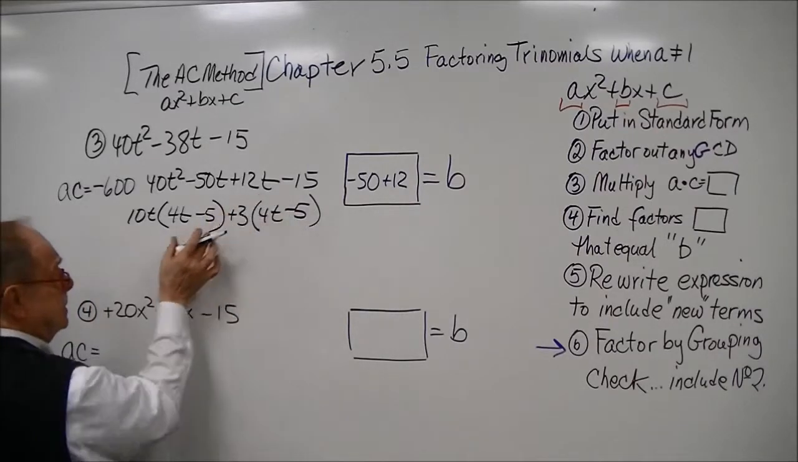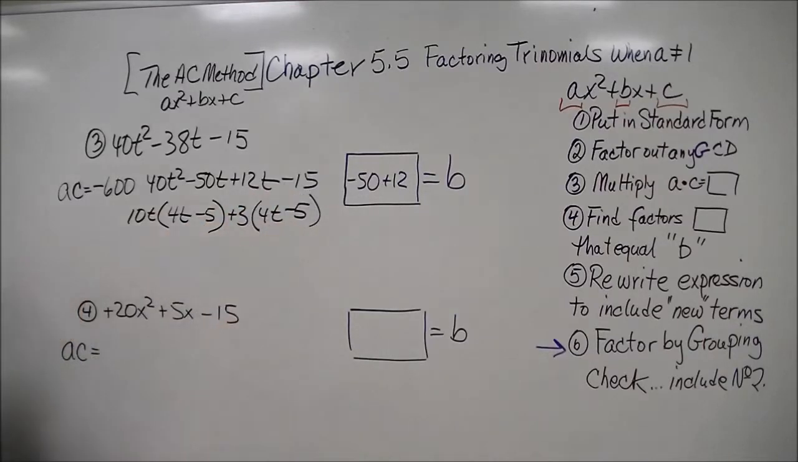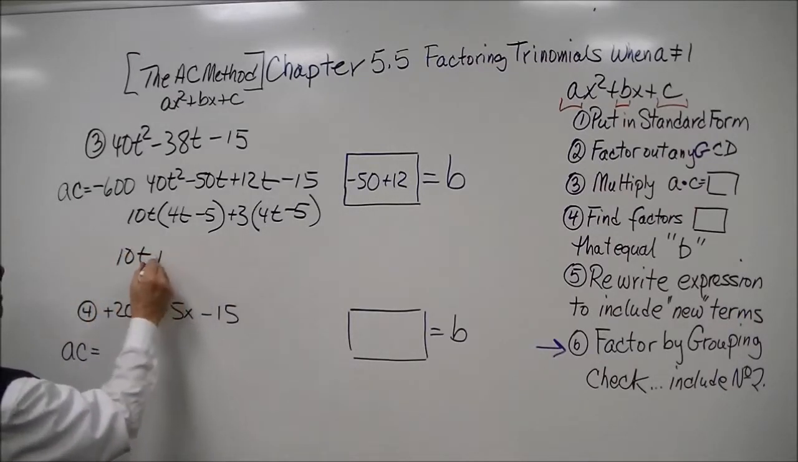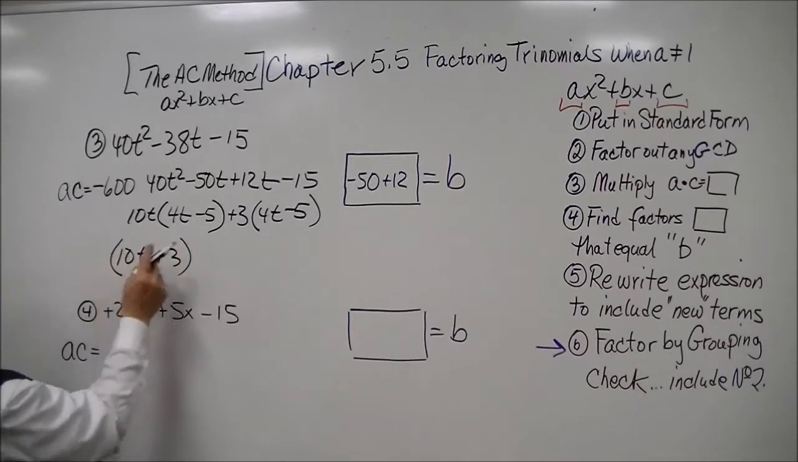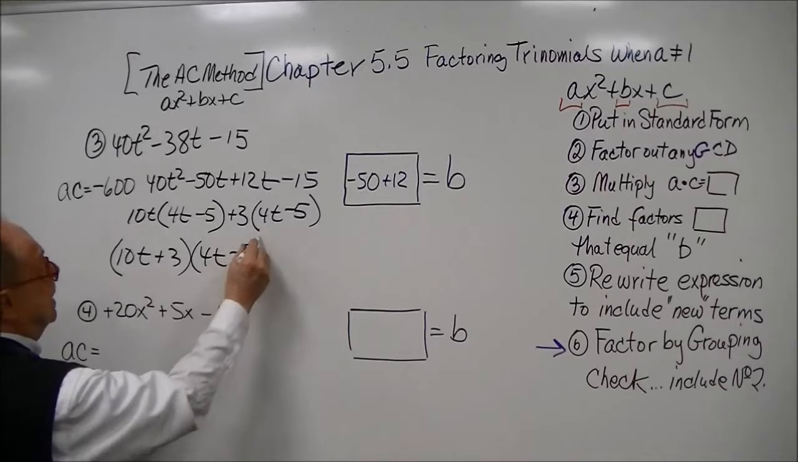Again, you're looking for something that you got out of here to get out of there. So you can factor by grouping. And now you end up with 10t plus 3 times 4t minus 5.